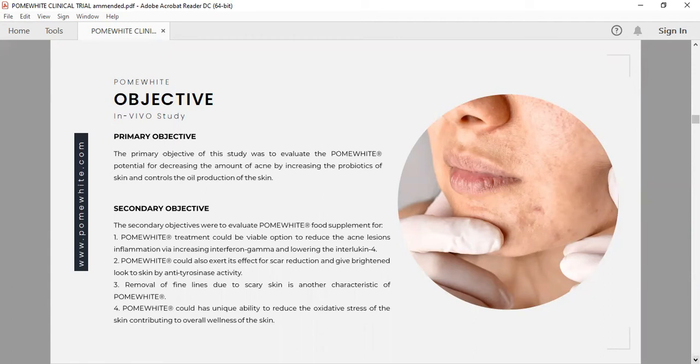Similarly, another very important thing is that after the acne, scars remain on the skin, and due to the numerous scars on the acne person's skin, the skin becomes tanned and the skin tone is disturbed. But if there is a therapy that, along with inflammation reduction, also reduces scars, obviously it will give the brightened look that can be achieved by Pomewhite.